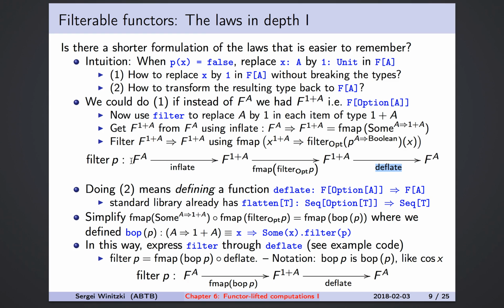So let's look at this diagram again to see how this works. So we expect that the filter function applied to a predicate P and a functor value FA first works by inflating to f of 1 plus A. Then we filter the option inside the functor, so we lift the filtering operation on the option to the functor using fmap. We get again f of 1 plus A, then we deflate that into FA. And so then we get a function from FA to FA. That's the type signature of filter of P. Just to remind you that filter of P is a function that is taking FA and returning FA.